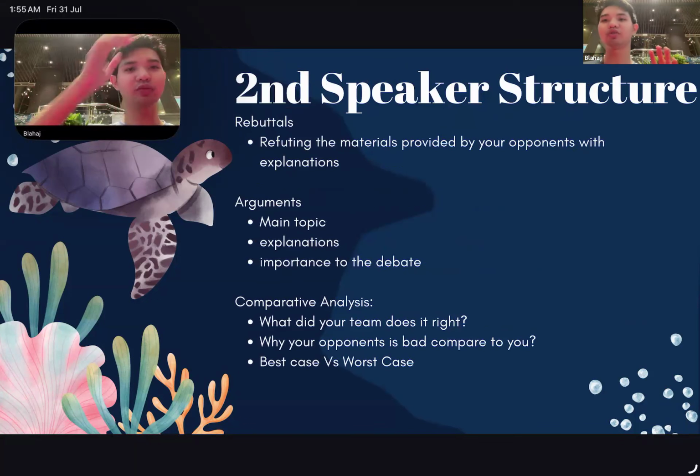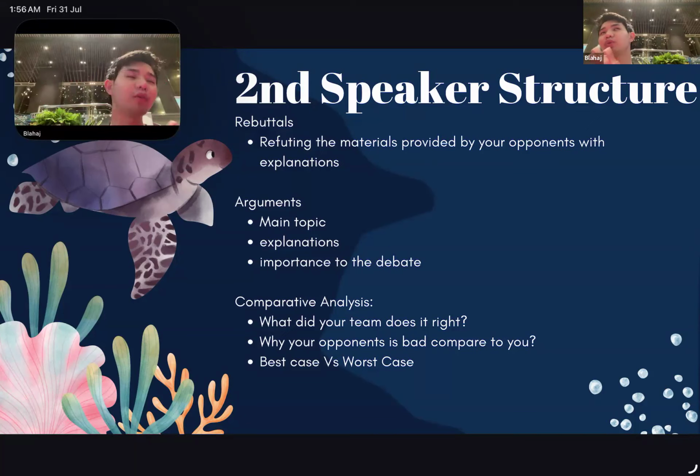So in terms of second speaker structure, firstly there are rebuttals. Rebuttals are the most important thing every second speaker should do, which is trying to prove why the things said by your opponent are wrong. Next, move on to one piece of argument or any arguments. The format is basically the same as how a first speaker should do it, which consists of the main topic, explanations, and the importance to the debate. And lastly, this is where the second speaker differs from the first speaker, which is comparative analysis.